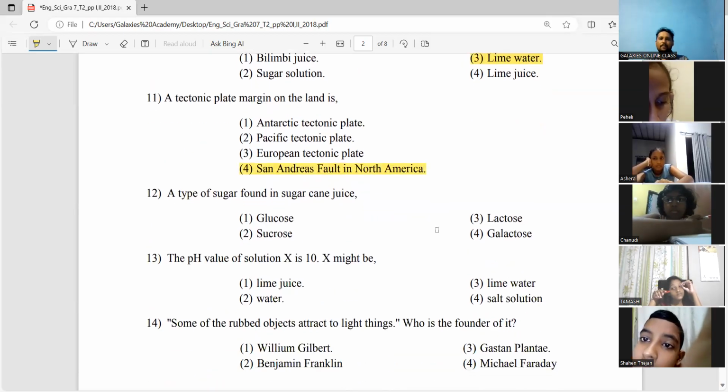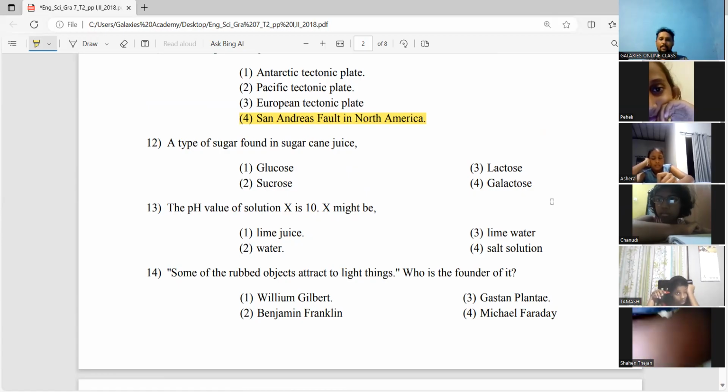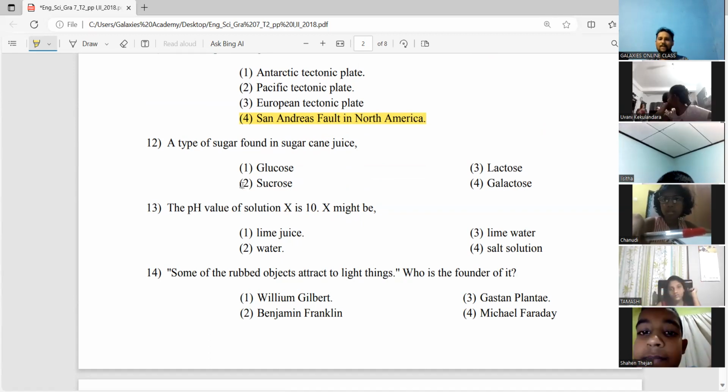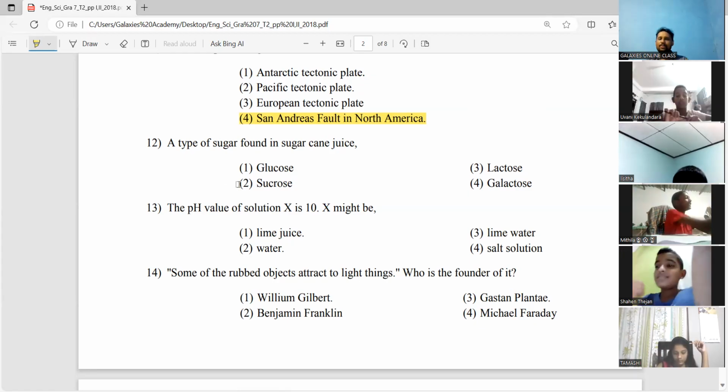Number 12, a type of sugar found in sugarcane juice: glucose, lactose, sucrose, galactose. What is the correct answer? Do you remember? Glucose? No. Sucrose. Yes, the correct answer should be sucrose.